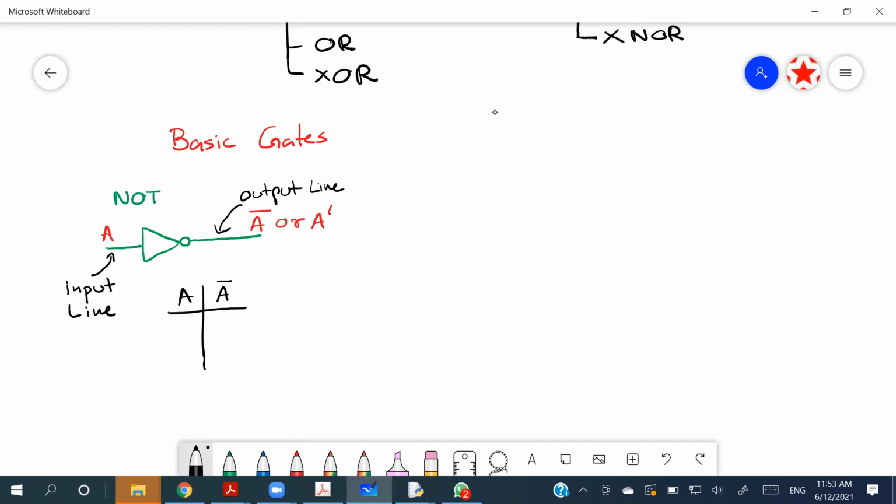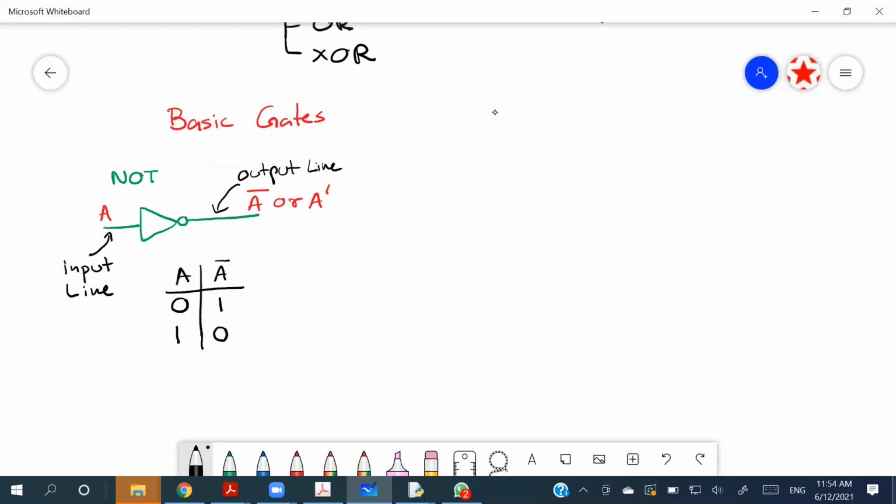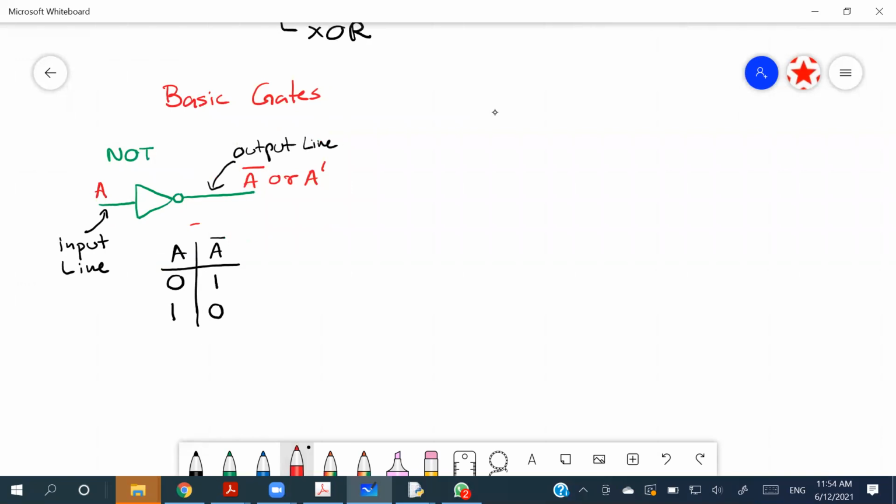And we represent the inputs. I told you the inputs that a gate can take are zeros or ones. So when a 0 is given as an input, the output will be 1. And when a 1 is given, the output will be 0. That is how a NOT gate is going to behave. So this table is called the truth table.